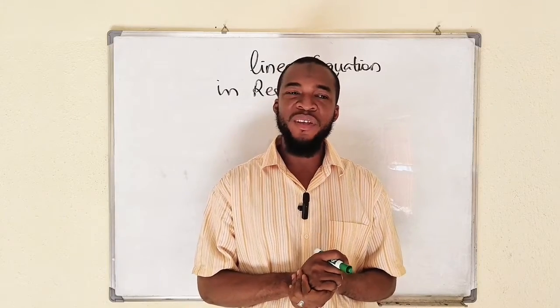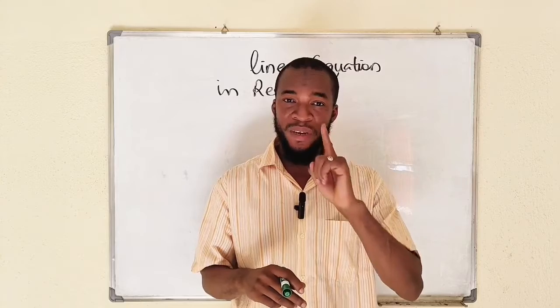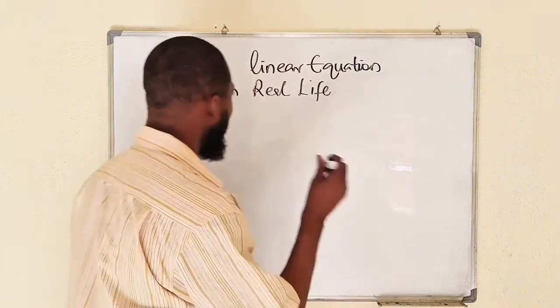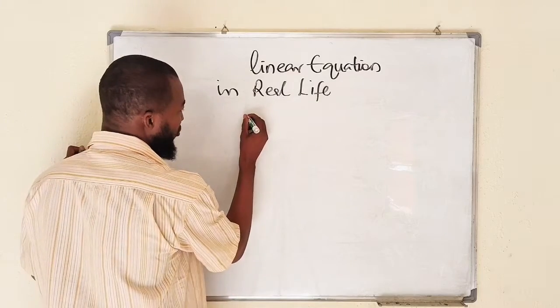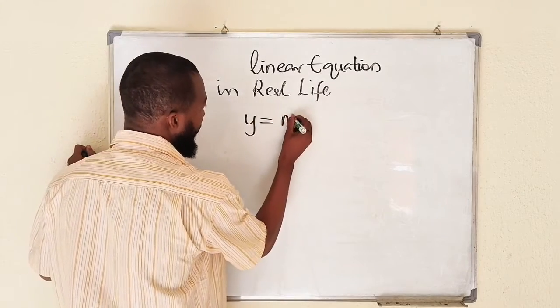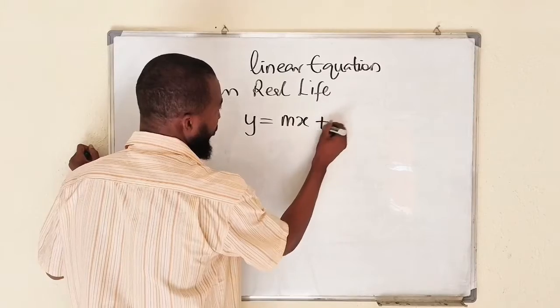In this tutorial, I'm going to explain linear equation in real life situation. A linear equation is a polynomial equation of degree 1. So let me write a linear equation for you in slope-intercept form. We have it to be y equal to mx plus c.